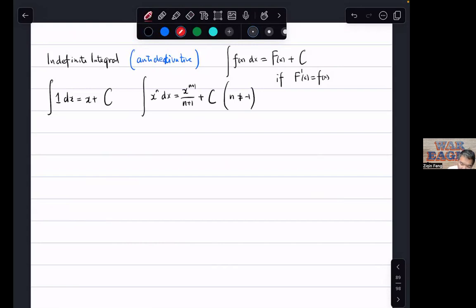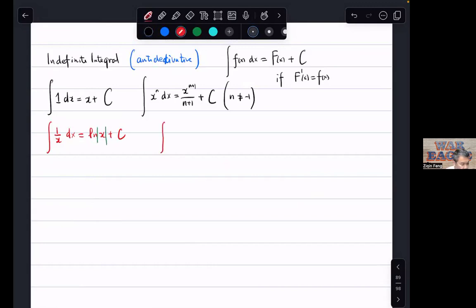One more formula, integration of 1 over x dx, when the exponent is -1. So this is natural log of x plus c, right? This also works for negative numbers, right? When x is negative, this is always true, but you should put an absolute value here. So natural log of absolute value of x.